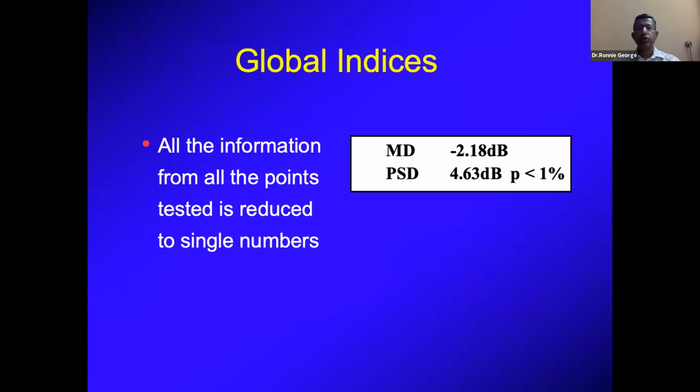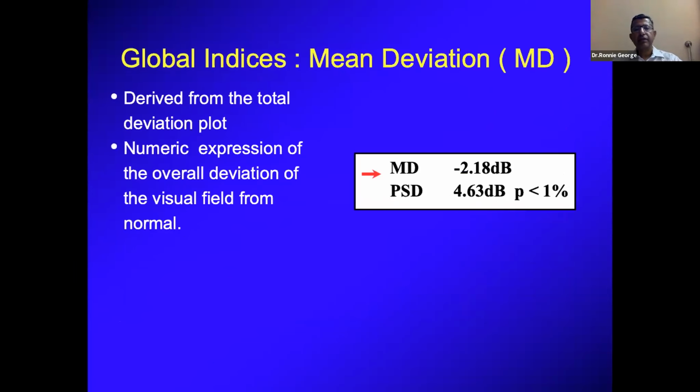We'll move next to the global indices, and the global indices are all the points. And this is basically zone 6. This is all the information from all the points tested, which is reduced to a single number. And the 2 things that we're interested in here are the mean deviation and the pattern deviation. I'll talk a little bit about short-term fluctuation and CPSD in case you're using the older threshold version. And I'll also talk about the visual field index. So the first thing that we come to is the mean deviation.